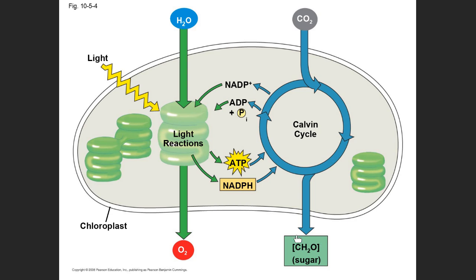And this CH2O is just a generic way to represent sugar because it's not necessarily glucose. It could be sucrose, which is made of glucose and fructose. It could be starch. It could be cellulose, right? So they're all carbohydrates made by plants. So if only this was all you needed to know, right? Unfortunately, you need to know a lot more details about what happens inside the chloroplast.